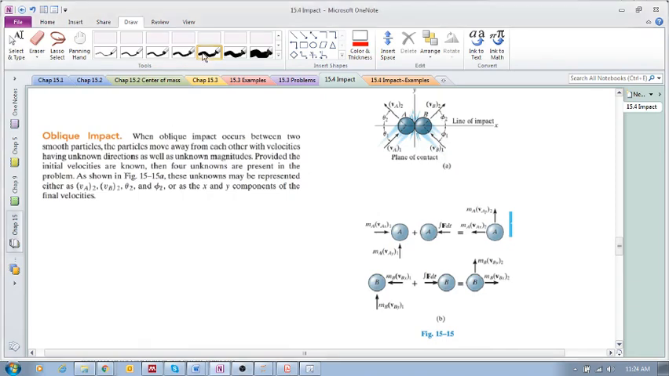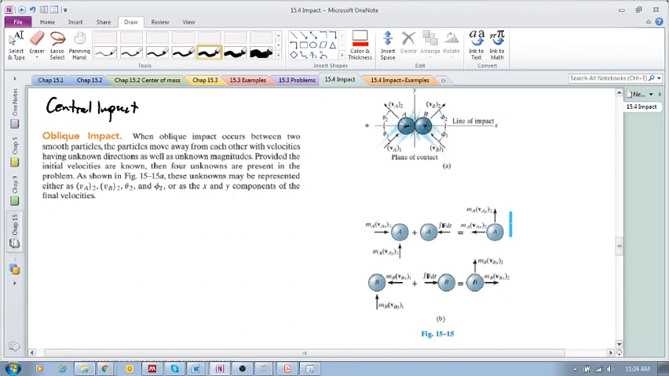Okay, so now we're going to move on to oblique impact. In the previous videos, we've looked at central impact. Remember, central impact is simply a collision between two particles, and we draw the plane of contact between those two particles. The line of impact is a line that is perpendicular to that plane of contact, and the line of impact also passes through the centers of mass of each particle.